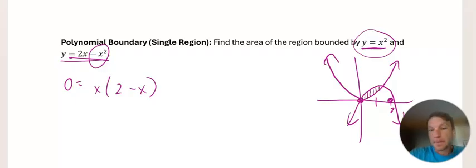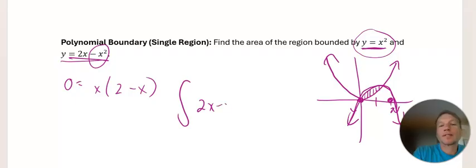All right, so then you would say, okay, it's clear to me that this guy is on top. It's the greater valued function. So I'm not sure what my bounds are yet, so I say 2x minus x squared, and I'm going to subtract the lower function, which is the x squared function. And now the only thing I don't have is the bounds.